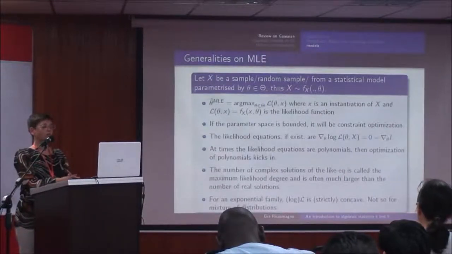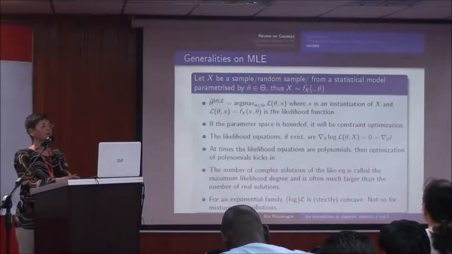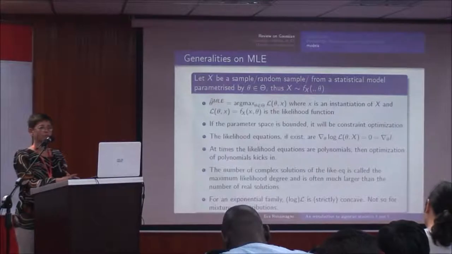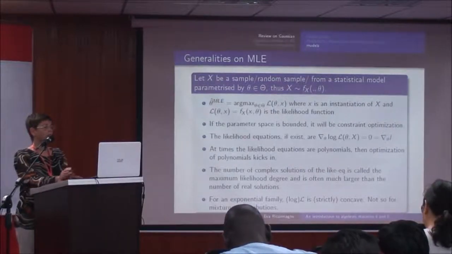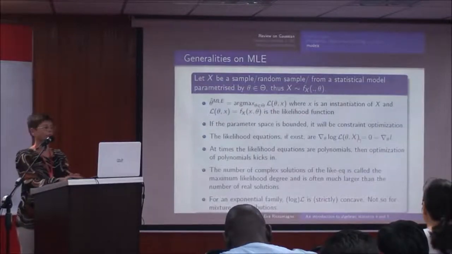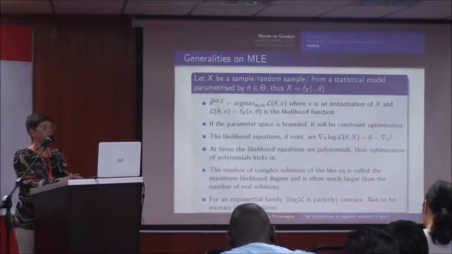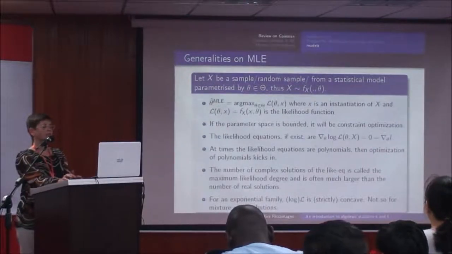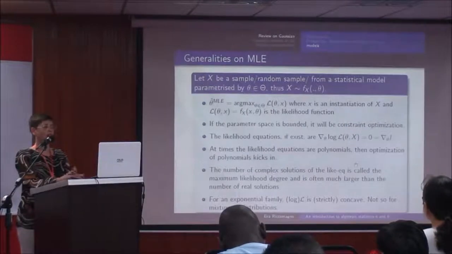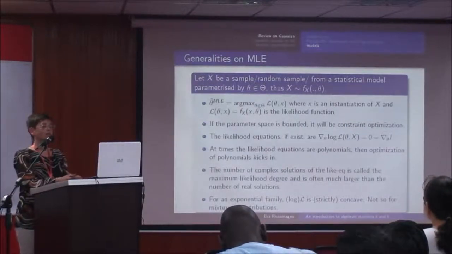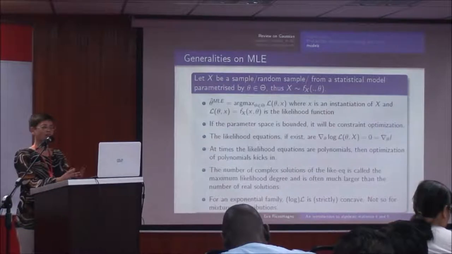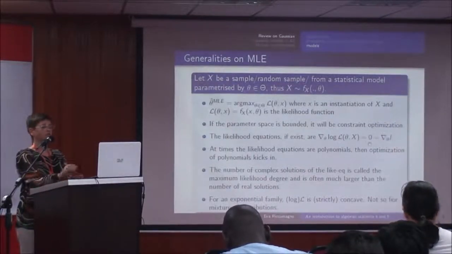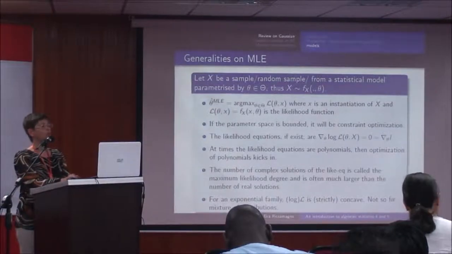Another classical way to address this problem is, let's consider the likelihood equations, if they exist. That is, we set the gradient of the log likelihood equal to zero. We want to find the critical points of the likelihood functions. When the gradients of the log likelihood are polynomials, then not only does optimization of polynomials kick in, but actually, if this is a polynomial, my object is to find the zeros of this polynomial set. So I could use all of that theory.